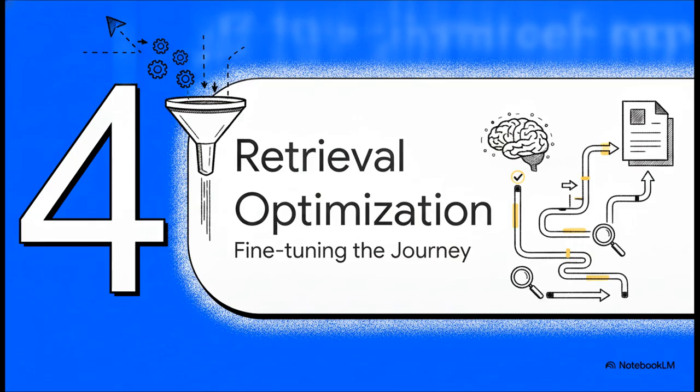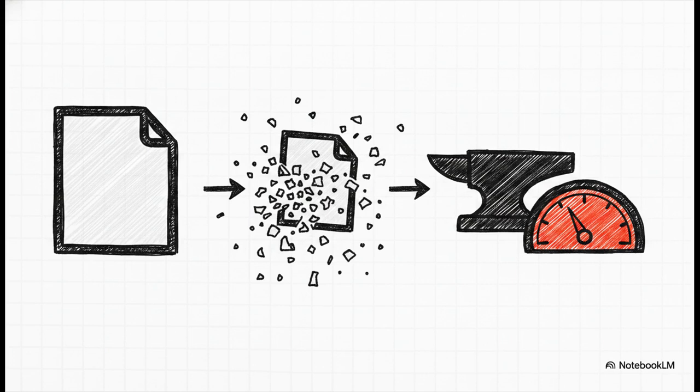This is where we fine-tune the journey. This is honestly where AI engineers really earn their keep. First up, we have the chunking trade-off. Before you can embed a giant document, you have to split it up into smaller chunks. But here's the catch. There is no universal best size.